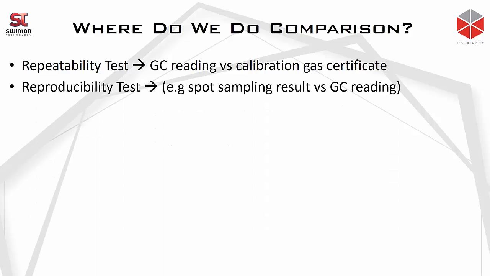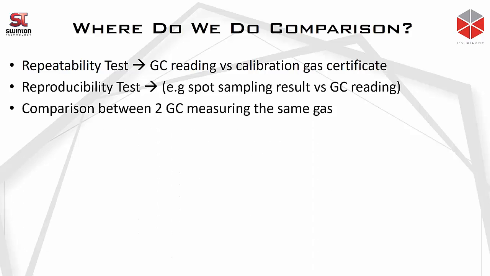The second place where we do the comparison is the reproducibility test. For example, we compare a spot sample result against the GC reading. What we do here is we basically measure the same gas with two different methods. One of them is by taking a spot sample and analyzing it with another GC somewhere else in the lab. And the second method is taking the sample and feeding it straight to the GC. Now the result from the GC reading will be compared against the spot sample result. And again, this has to fall within a certain tolerance limit.